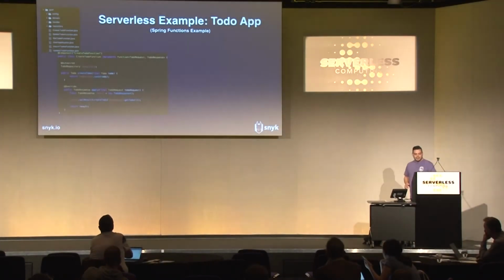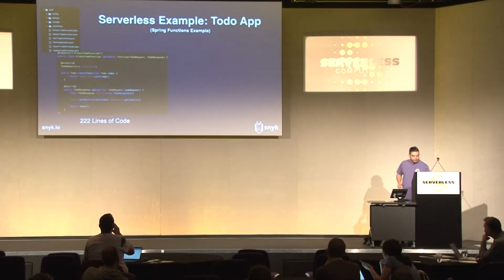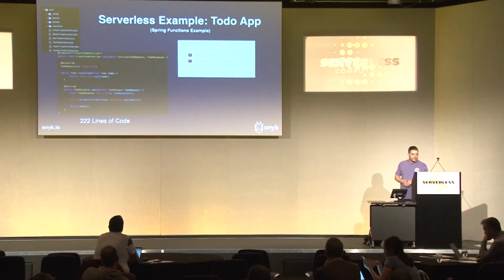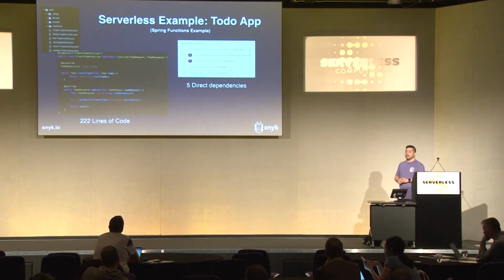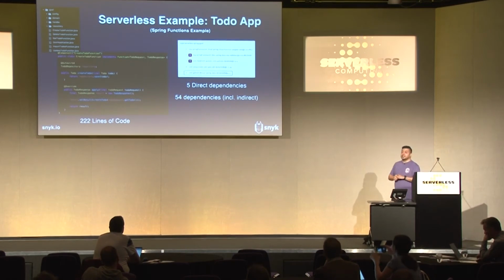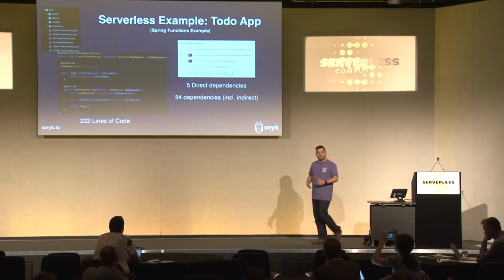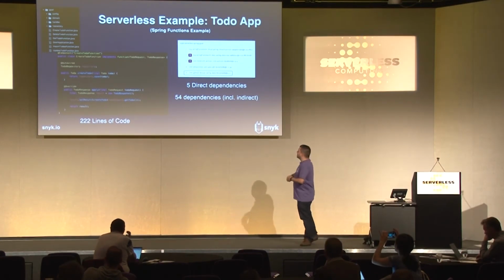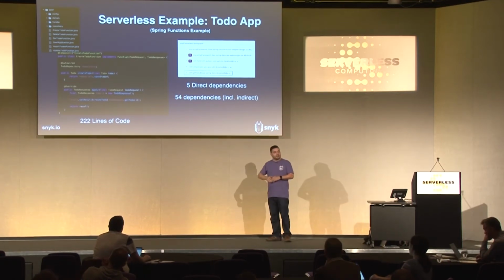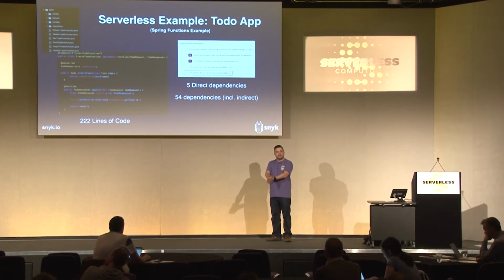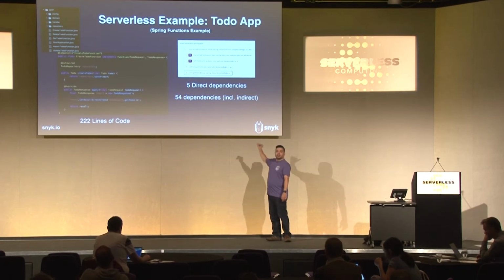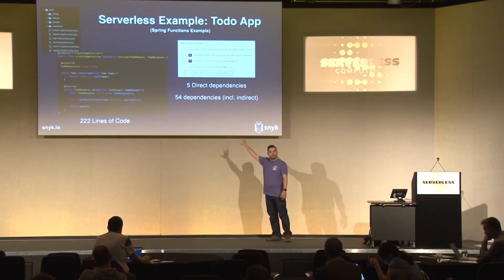But here's an example of how 222 lines of code, which is the application that we're going to now be hacking, has 5 direct dependencies. In those 5 direct dependencies, we obviously have a number of transitive dependencies. And when we think about how we keep our function up to date, we only have control of our direct dependencies. That's the only thing that we actually put in our Maven file or package JSON. That's what we can control. They then have a further dependency on these other transitives.